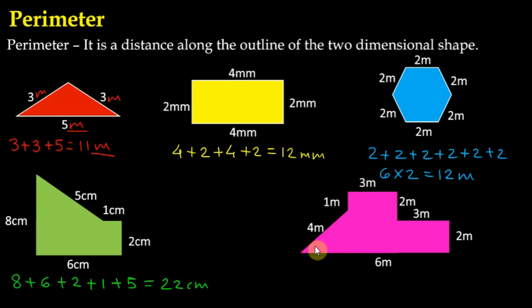Let's have one more polygon. Now you can see the lengths of all the sides of this polygon are given. So how about you pause the video and add the lengths of all the sides to get the perimeter of this polygon. Okay, let's add the lengths of all the sides. So we will get 6 plus 4 plus 1 plus 3 plus 2 plus 3 plus 2. So the sum of all these numbers is 21 meters. Therefore, the perimeter of this polygon is 21 meters.